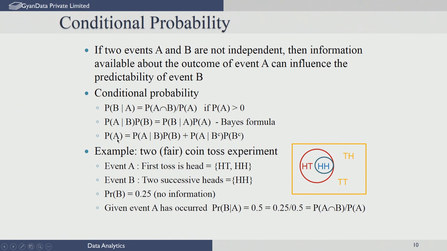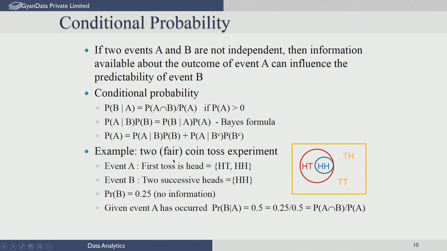We can also derive another rule for the probability of A, which is the conditional probability of A given B multiplied by the probability of B, plus the conditional probability of A given B complement multiplied by the probability of B complement. Notice that B and B complement are mutually exclusive, and therefore the conditional events A given B and A given B complement are mutually exclusive, and therefore you are able to add the probabilities.